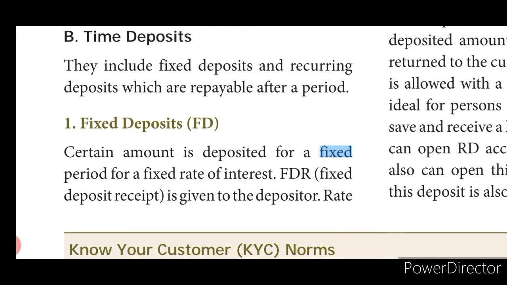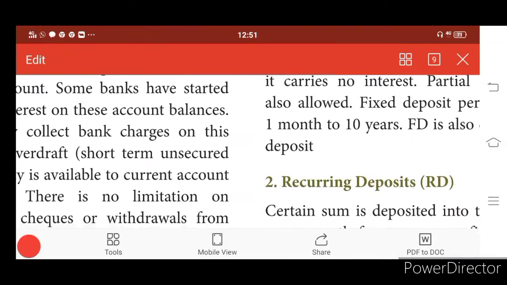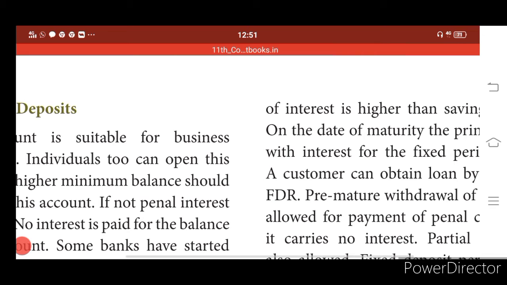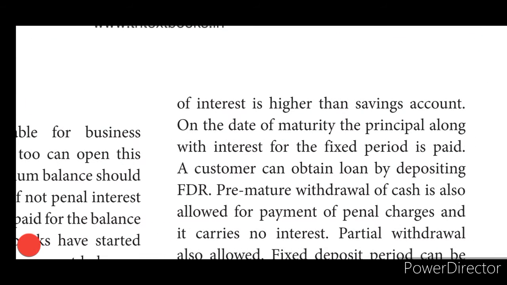See, fixed deposits. Fixed deposits means a certain amount is deposited for a fixed period at a fixed rate of interest. An FDR is given to the depositor. The rate of interest is higher than the saving account. On the date of maturity, the principal along with the interest for the fixed deposit period is paid.